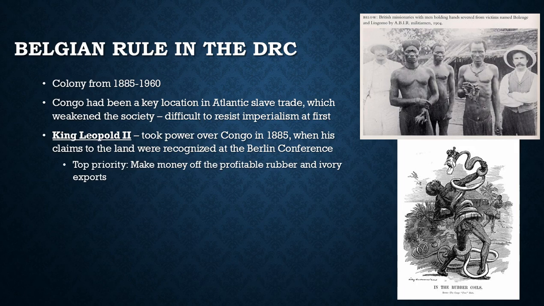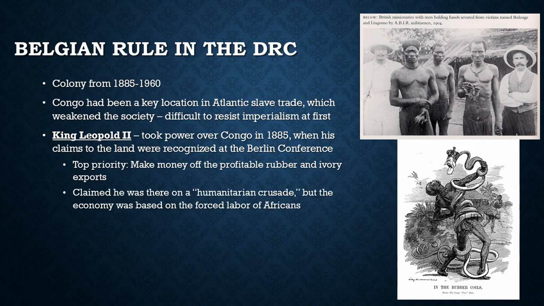And his top priority was to make money off the profitable rubber and ivory exports. Again, ivory coming from elephants. The Congo is a very rainforest-heavy area, and rubber trees need to grow in that kind of jungle environment. So very, very high wealth in rubber and ivory in the Congo.